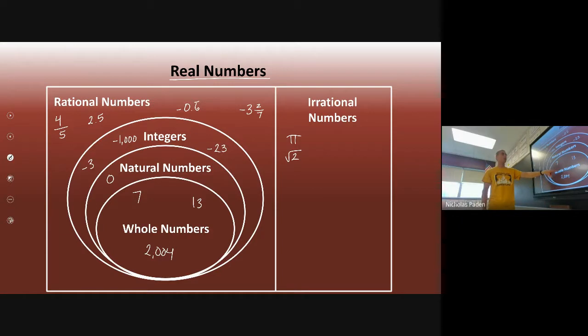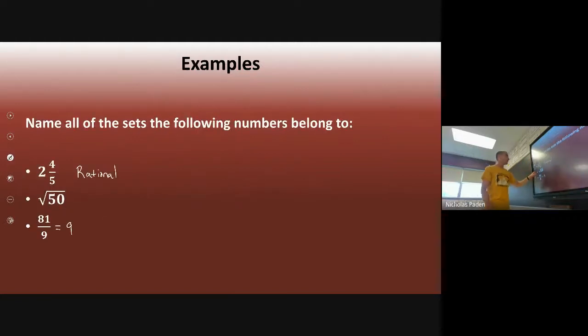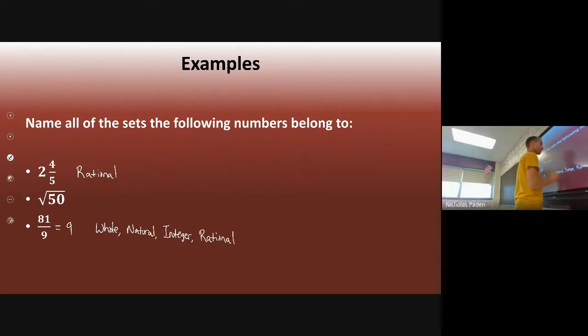So if 9 is a whole number, look at where whole numbers are inside of. Whole numbers, they're inside of natural numbers, they're inside of integers, and they're inside of rational numbers. So the 9 is a whole number, a natural number. We've got to list all of them. It is an integer, and it is a rational number. So all 4 of those would be 9. So any whole number is also going to be natural, integer, and rational.